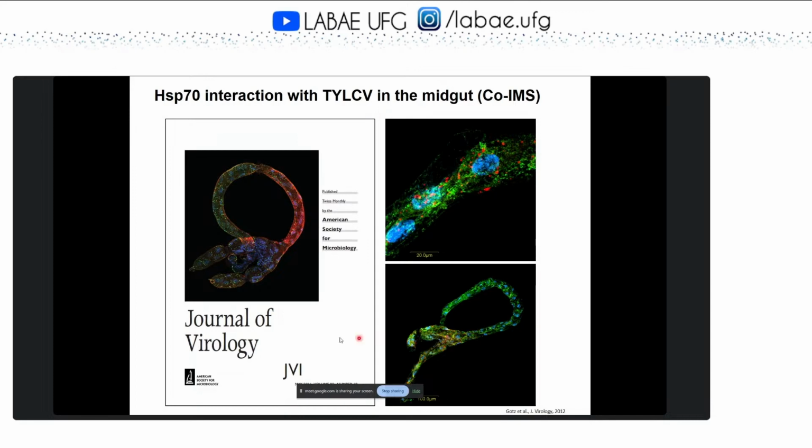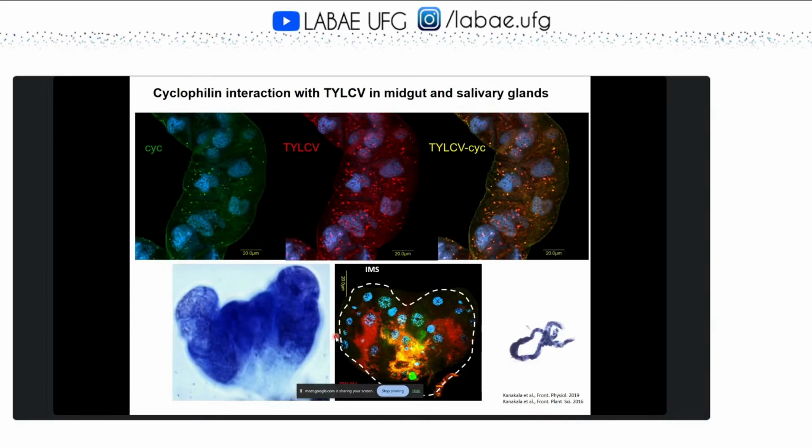This is another work where we identified another protein, called cyclophilin. Cyclophilin was also shown to be involved in virus transmission in aphids. And in this case, with whiteflies, we also found that this protein was identified in a proteomic screen, comparing infected and uninfected whiteflies. And again, you can see that cyclophilin also localizes.